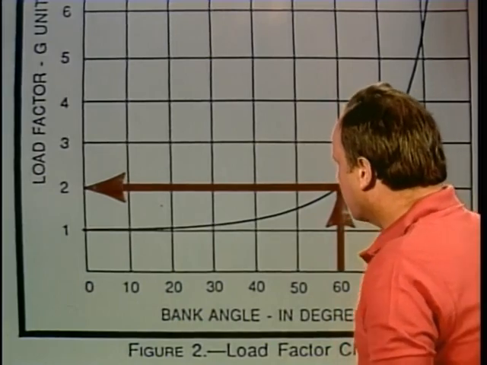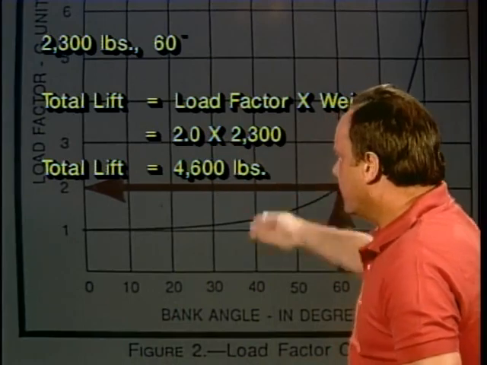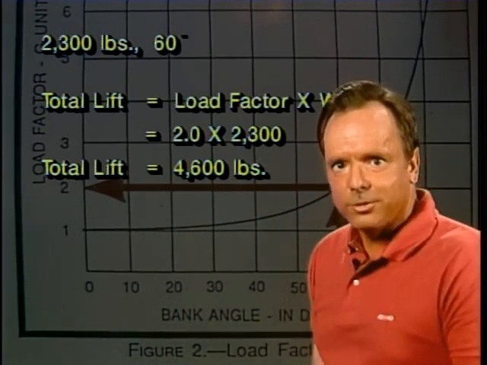Okay, you have 2,300 pounds, you have a load factor of 2, and now you find out the airplane weighs 2 times 2,300 pounds, or 4,600 pounds. You guys are getting on to it. Let's do one more. They're going to ask you about this on the test.